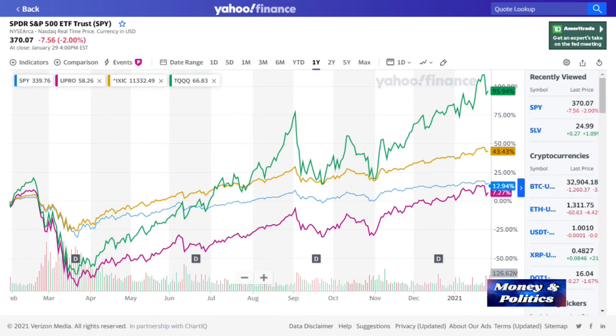The S&P was up 12, almost 13%. The NASDAQ, which is in gold, came up 43% since then. And the leveraged version of the NASDAQ, instead of coming up 43%, went up right at about 96%. So those are some very healthy returns.